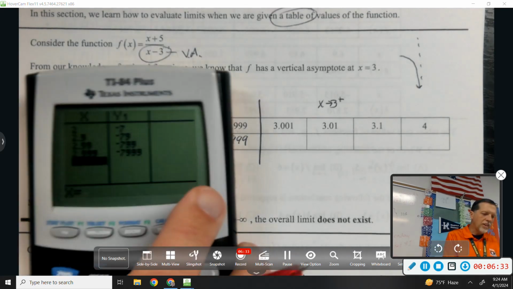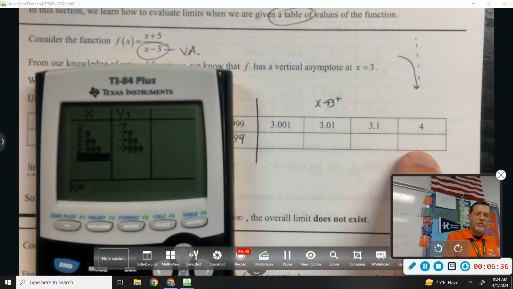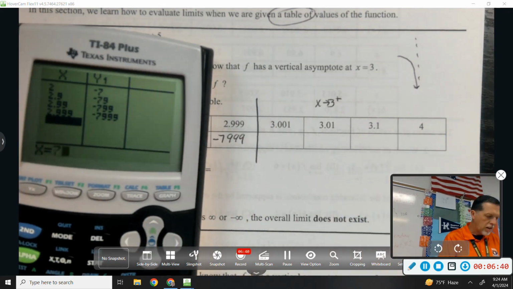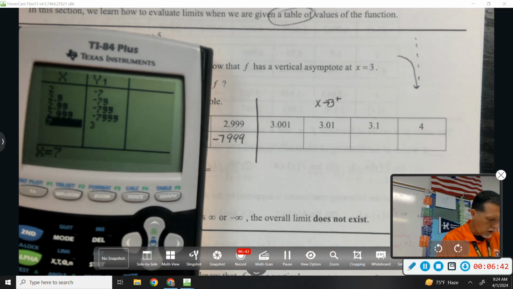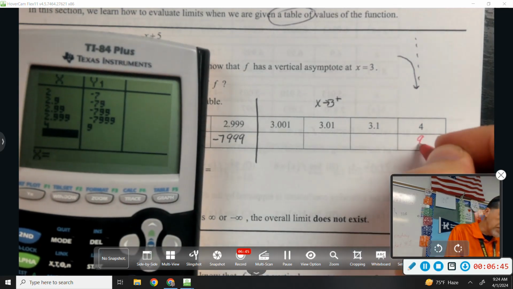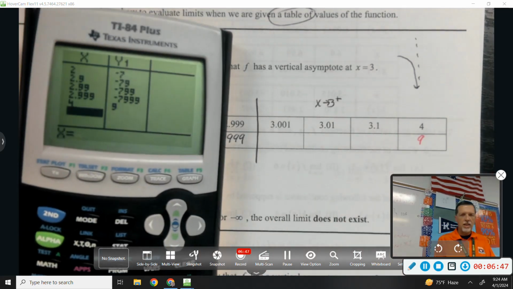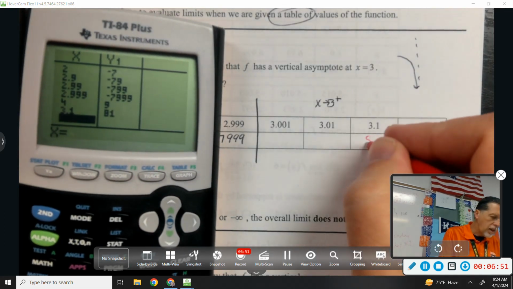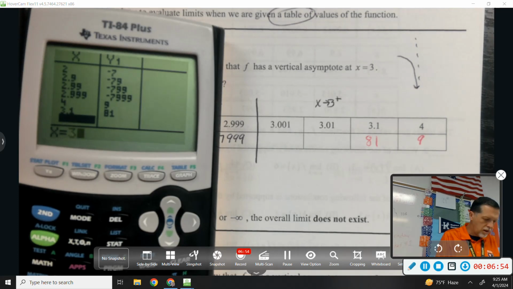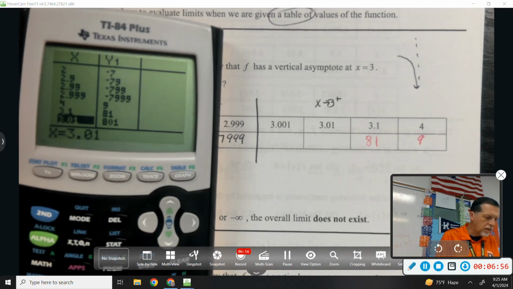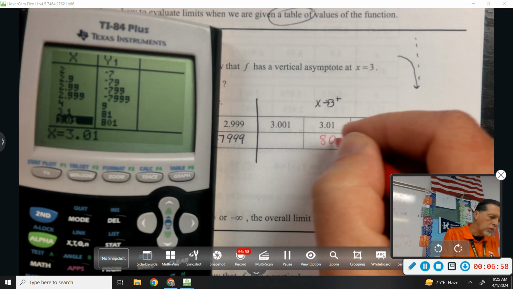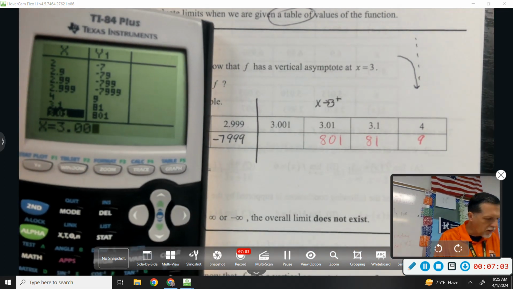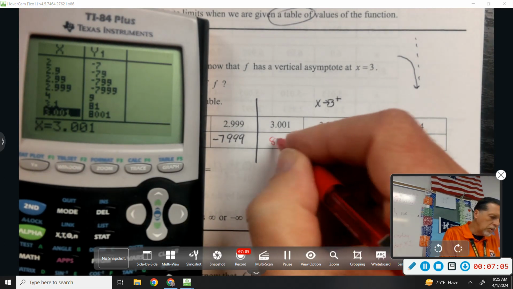All right, let's try the other side. I'm going to start at 4. Maybe that feels out of order, but I'm going to approach 3 from the right. So if I plug in 4, I'm at 9. Plug in 3.1, I'm at 81. 3.01, 801. I think I know what the next one is. Make sure. Yep, 8001.